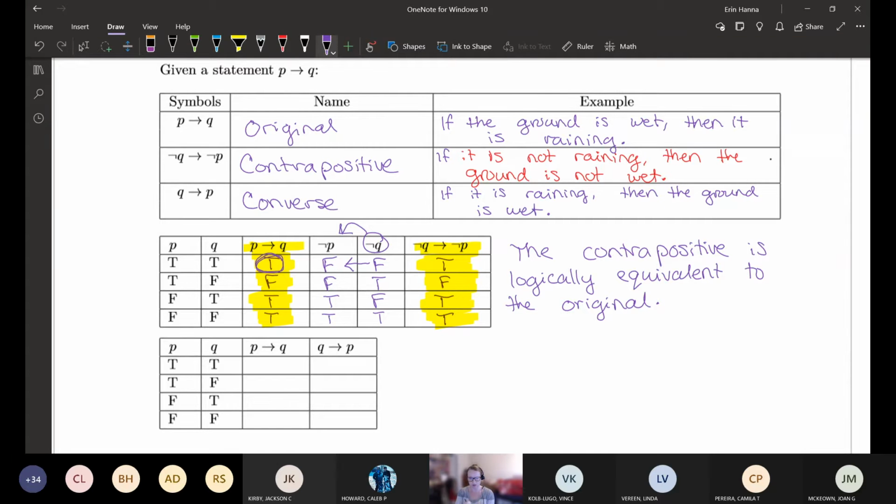Did that help? Yes, thank you. I'm majorly brain farted. No, it's okay. It's a brain fart kind of day. So, all right. Any more questions on that one before we do the converse truth table? Yeah, okay, cool. All right.